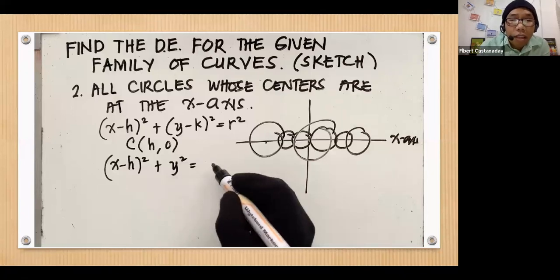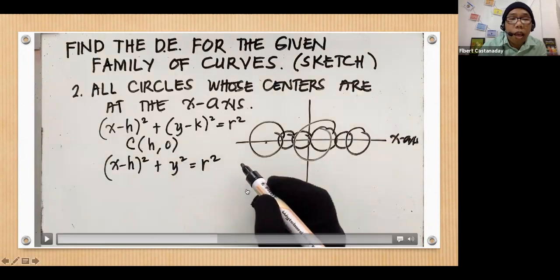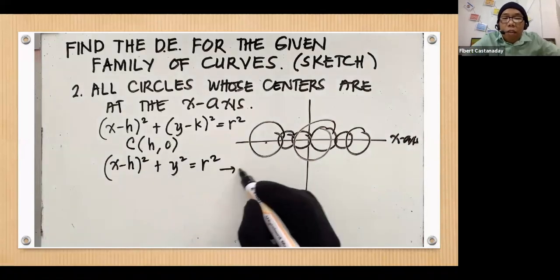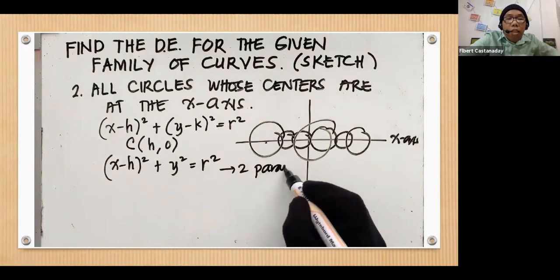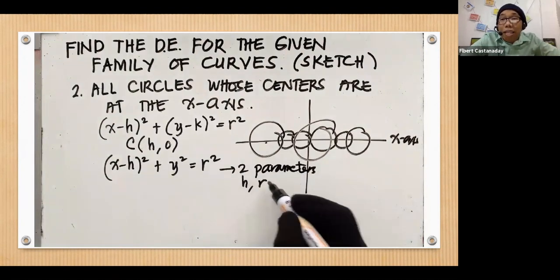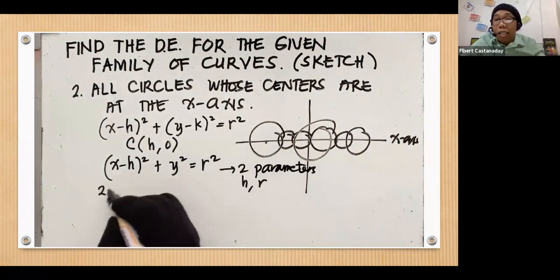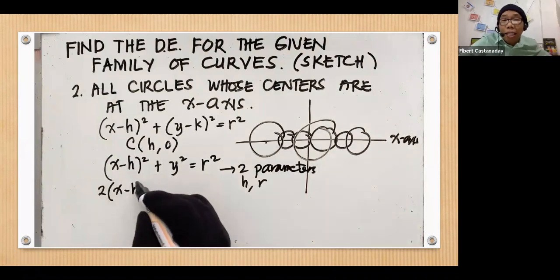So this is now the given equation. Okay? So as you can see, you have h as one of the parameters kasi nag-iiba yung position ng circle dun sa x-axis. And yung sa y naman, so constant lang din naman na 0 yung k mo. So r also is one parameter. Okay? So it means you have two parameters, h and r. So what does it mean? So for you to be able to determine the DE, you must differentiate this given equation twice.